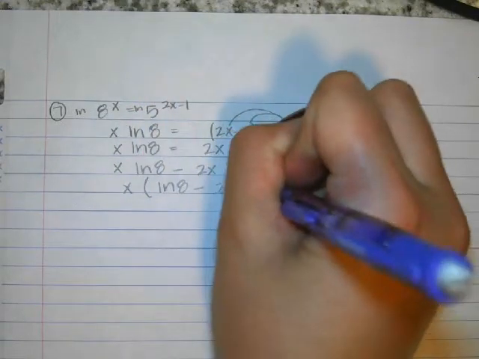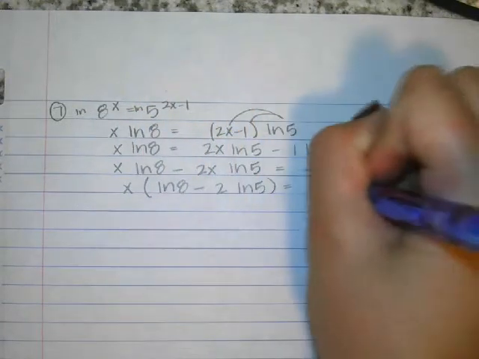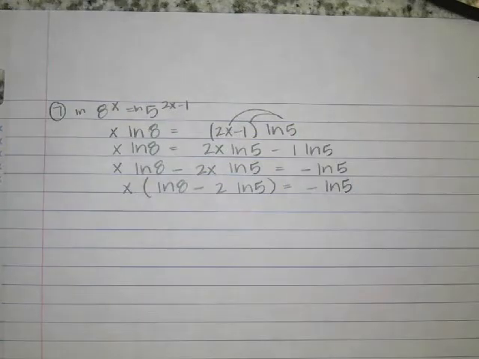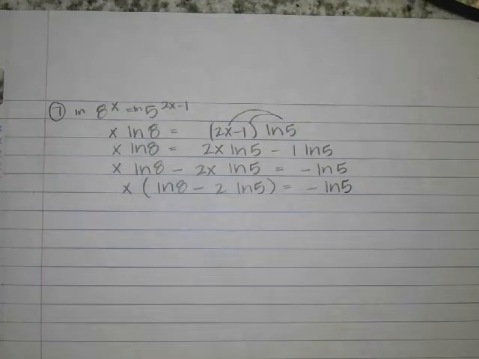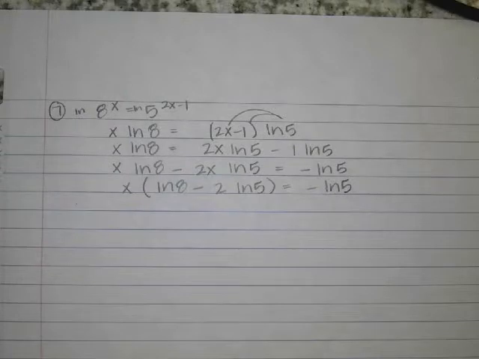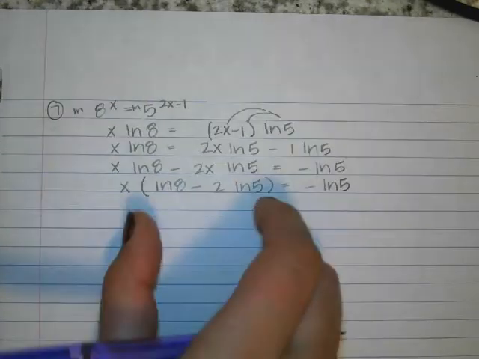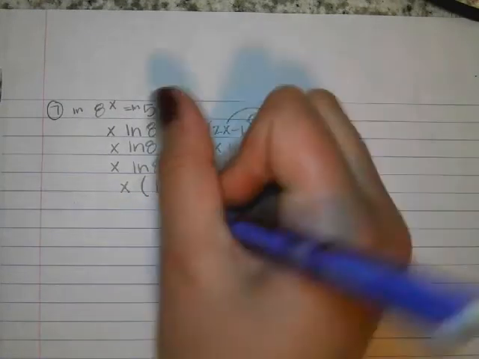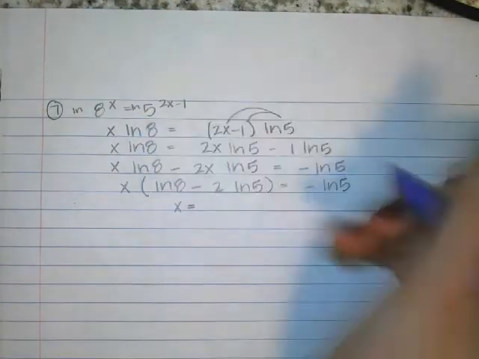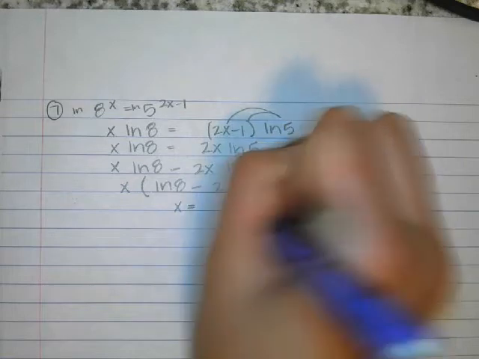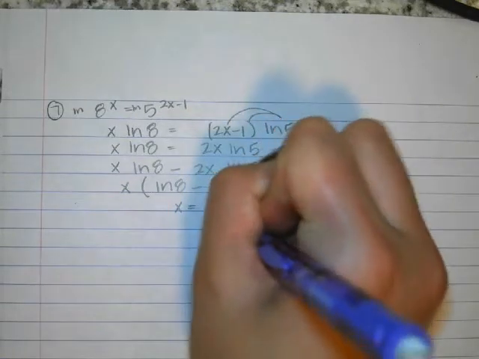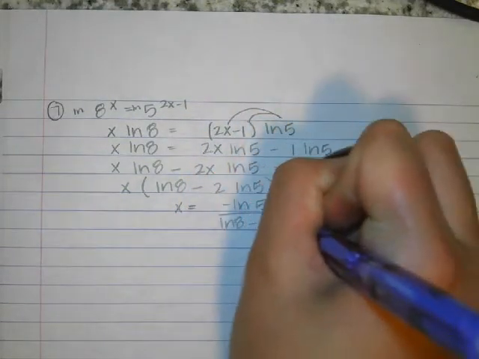I want to say we did this in the inverses section. The inverses and solving for y, I'm pretty sure I used this method in there somewhere. All right, so now to get the x all alone, we just have to take that parenthesis and divide it over to the other side. So x equals negative ln 5 divided by (ln 8 minus 2 ln 5).